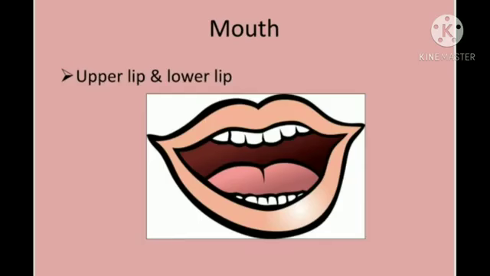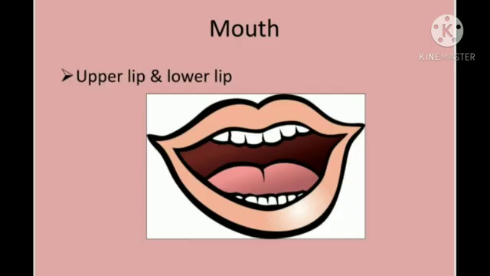Our lips are basically fleshy, which comprises the upper lip and the lower lip. Its side walls are formed by cheeks, roof, that is the upper portion, is formed by the palate, and floor by tongue. It is internally lined by a mucous membrane.